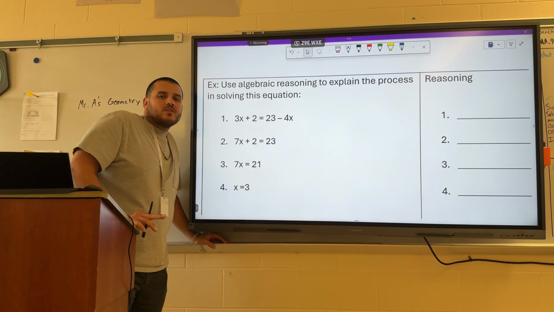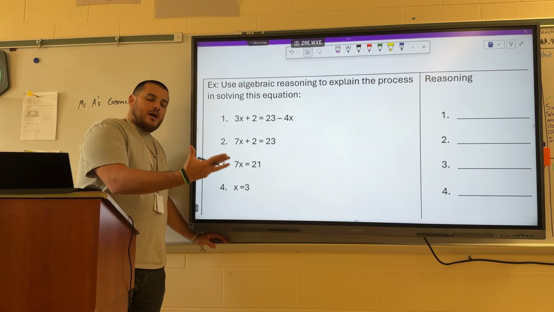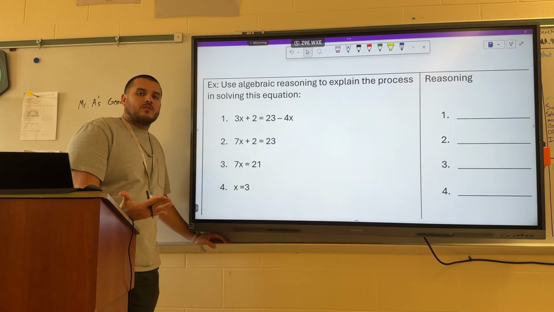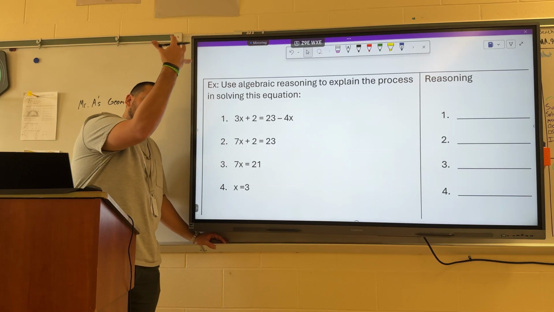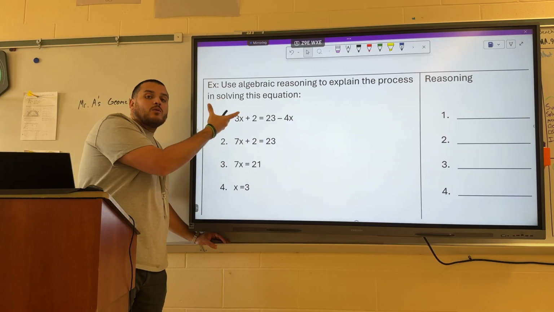So what we're going to do with all these terms now is complete a proof. So proof is when we're given a problem and the solution to the problem, and we have to explain why the solution works for the problem that we're given. For algebra, we're going to have equations.